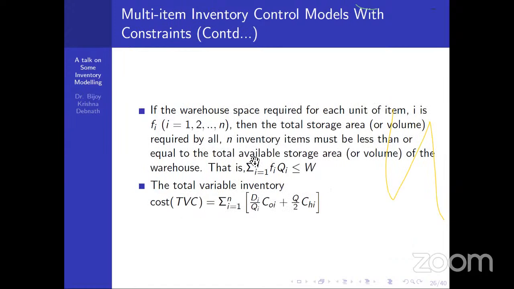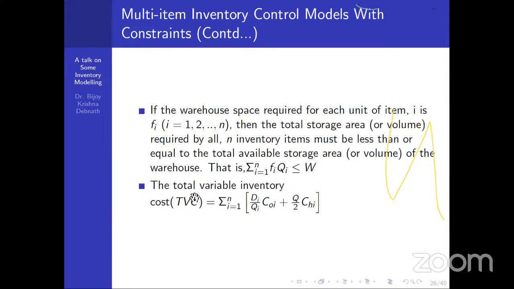That means you may think of a situation in which you have, suppose, five items. For each of these items you have a different floor area. So for the first item you have F1, and F1 Q1 is the total floor area for the first item. Similarly for 5 items, you have F1 Q1 plus F2 Q2 up to F5 Q5. Then this total sum should not exceed W, that is, less than or equal to W.